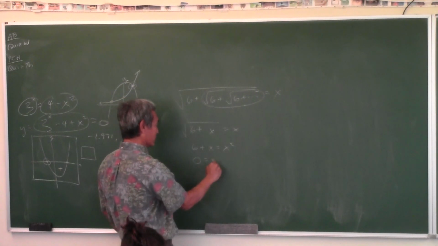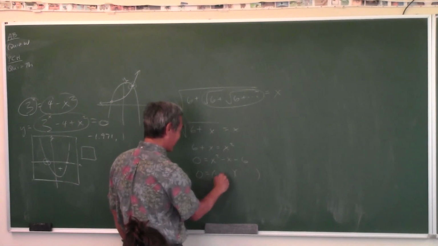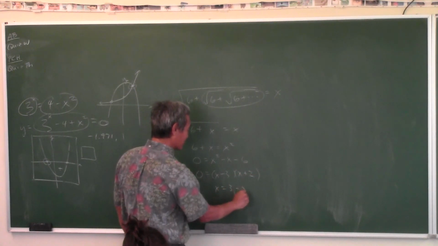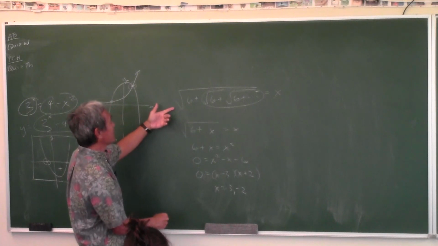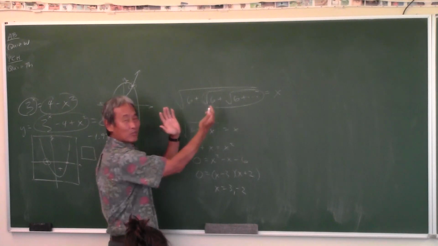Make one side 0. Hey, Mr. Park, big factor. So x equals 3 or negative 2. Now, look at the original problem. What is the square root of 6? Isn't it 2 point something?